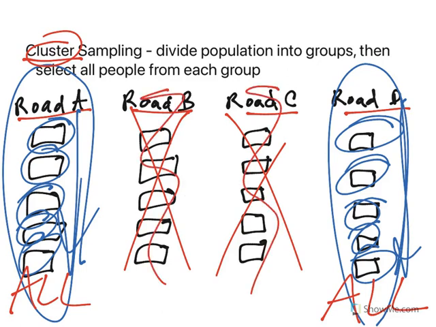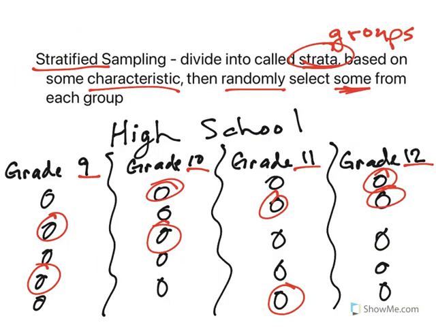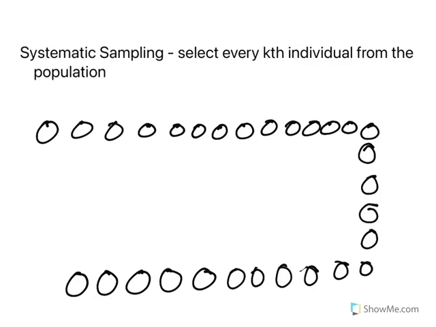That's the big difference. So with cluster, the key is you're taking all of certain groups. With stratified, you're taking some of every group. That's the big difference between those two.